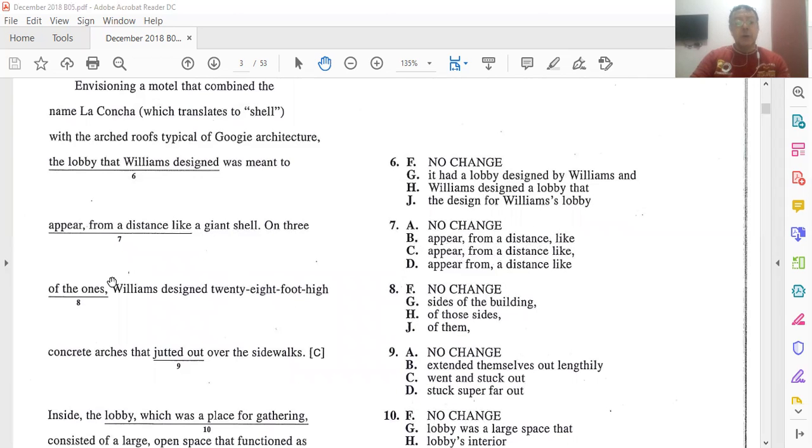Moving on to 8. On three of the ones, Williams designed 28-foot high concrete arches. So on three of the ones, what ones? Here it is not clear what "ones" refers to. So no change is not the best choice, okay? On three sides of the building, Williams designed, so that makes sense. Of those sides of them, no. So the best one that explains without any ambiguity what he means is G. So 8G.